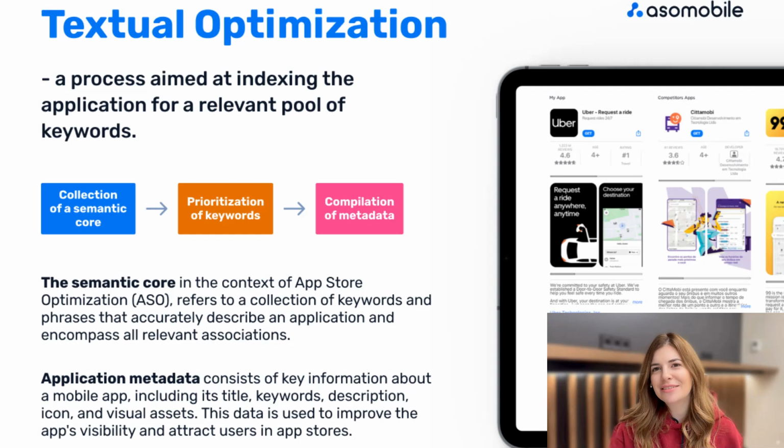We will go through this in 3 steps. Collection of a semantic core. This step involves gathering a comprehensive list of keywords and phrases that not only accurately describe your app, but also cover all topics and features related to it.